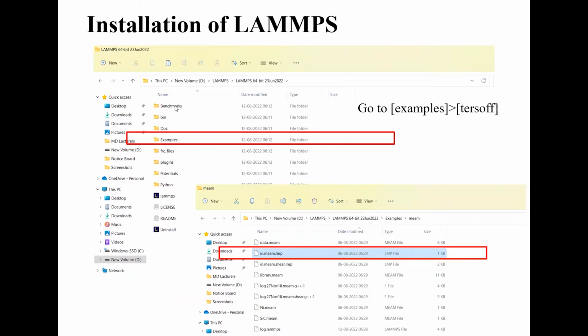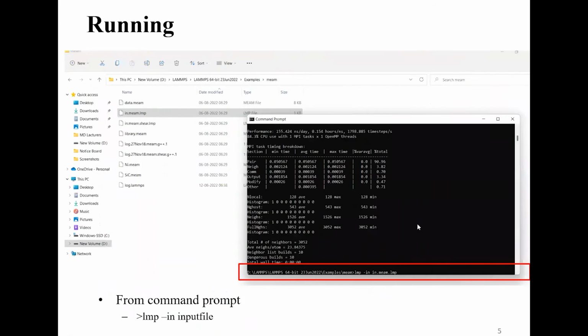Okay, and in there you have different folders, for the potentials, for the examples, and for the PDF, where you can find the help documents regarding LAMMPS. Then you go to the examples, and you can find different examples. I have shown MEM examples. And then from there you can go to the command prompt, and you can run any of the input files from the command prompt.